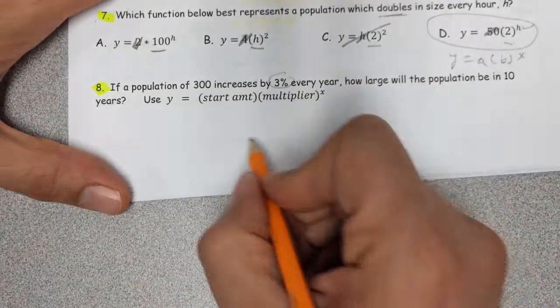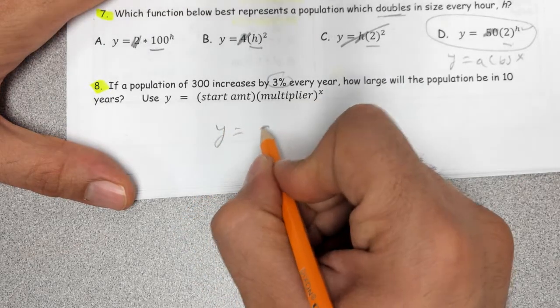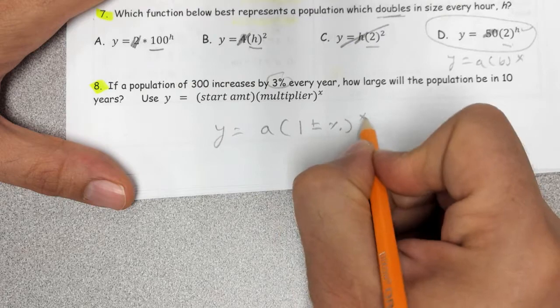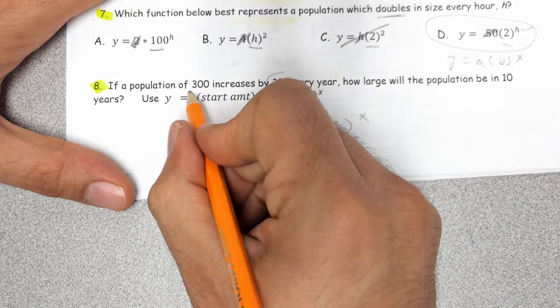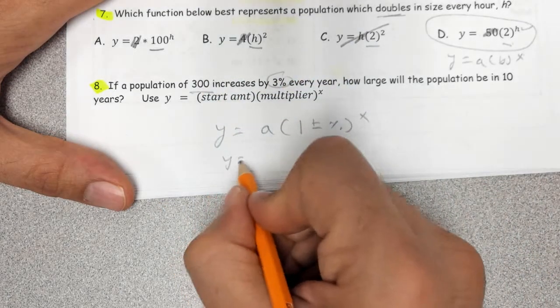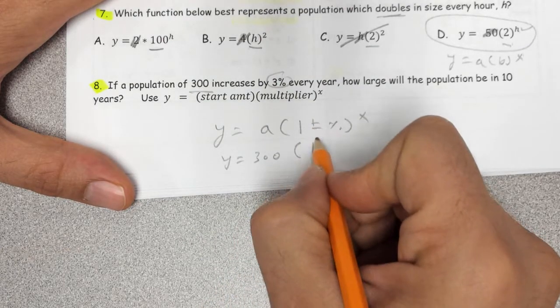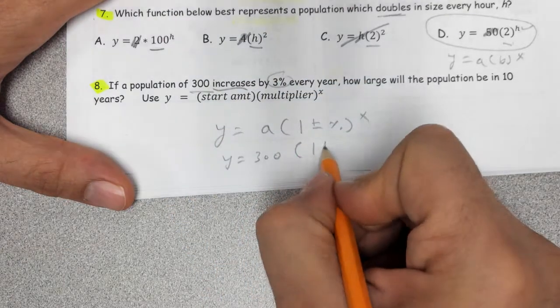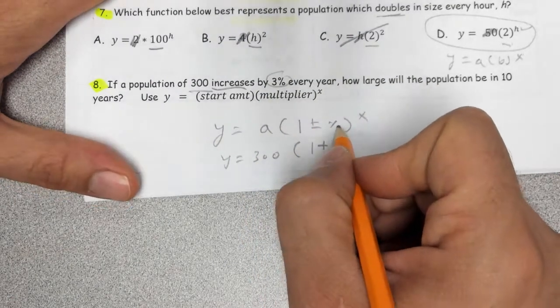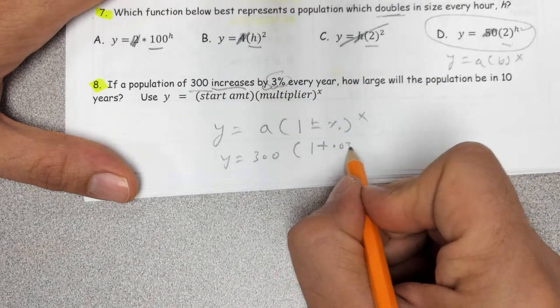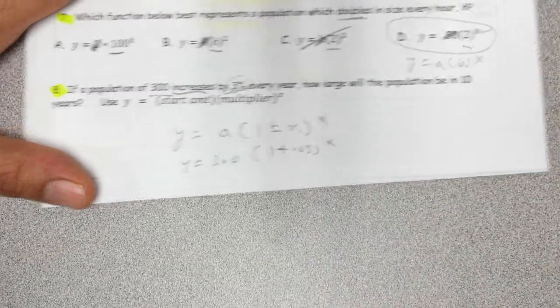The percent's a little different. It's y equals a times 1 plus or minus the percent to the x. Alright, the population starts off at 300, so that's a. 1 plus or minus, it increases, that means it's plus. 3%, I can't use the percentage here, I'm going to make it a decimal, so I move it over twice, to the x. I plug that in the calculator.